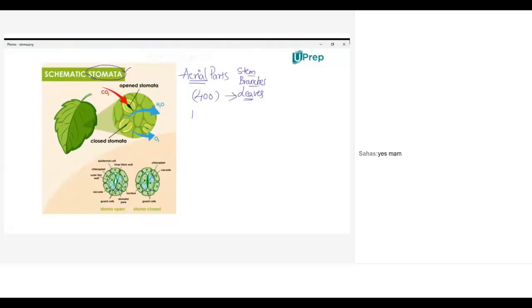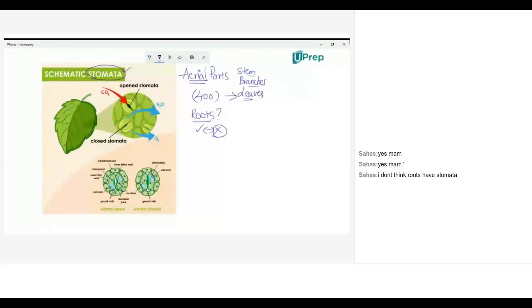So here comes a question: do roots have stomata? Ma'am, roots. Yeah, go ahead. Ma'am, I think roots do not have stomata. Remaining students, do you also feel the same answer as Arnav is saying? Sahas, you feel the same. Roots don't have stomata. Alifia? Ma'am, I feel like roots have stomata. Okay, we have two contradictions. Roots will have, roots won't have.